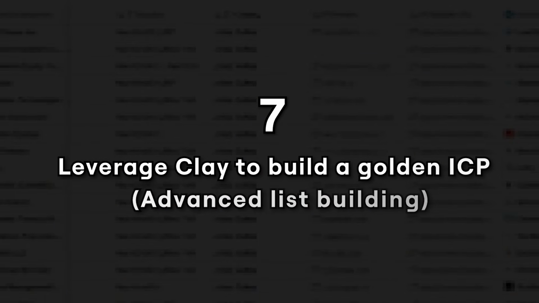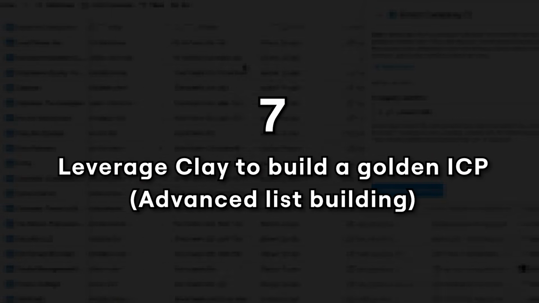Leverage Clay to build a golden ICP by waterfalling data points and triggers. First off, a golden ICP. Let's take an accounting company, for example. Accounting companies can service anybody, but wouldn't it make sense that it would be better for them to reach out to a new company because a new company might not already have an accountant, or they're growing into the size that they're going to need a dedicated accountant?